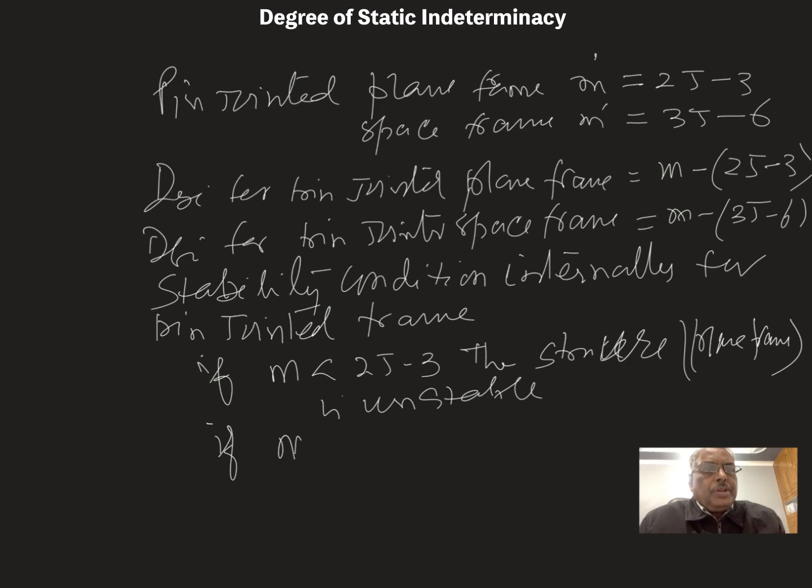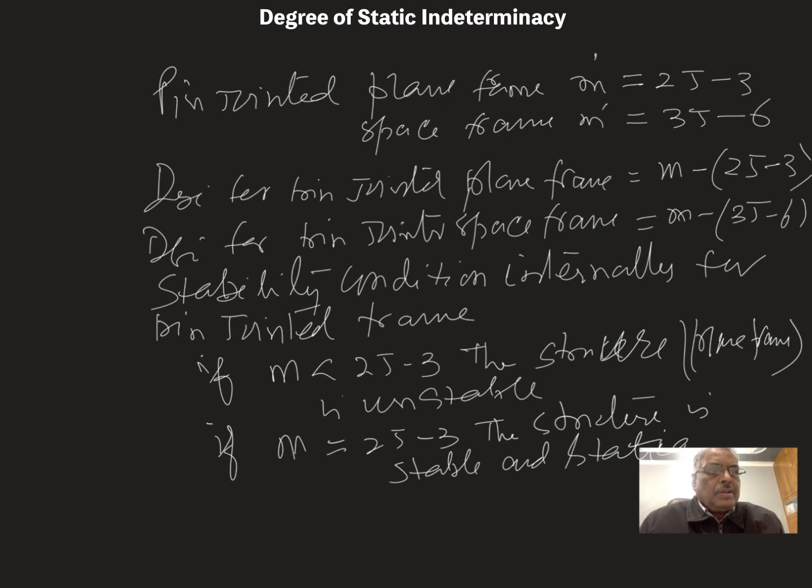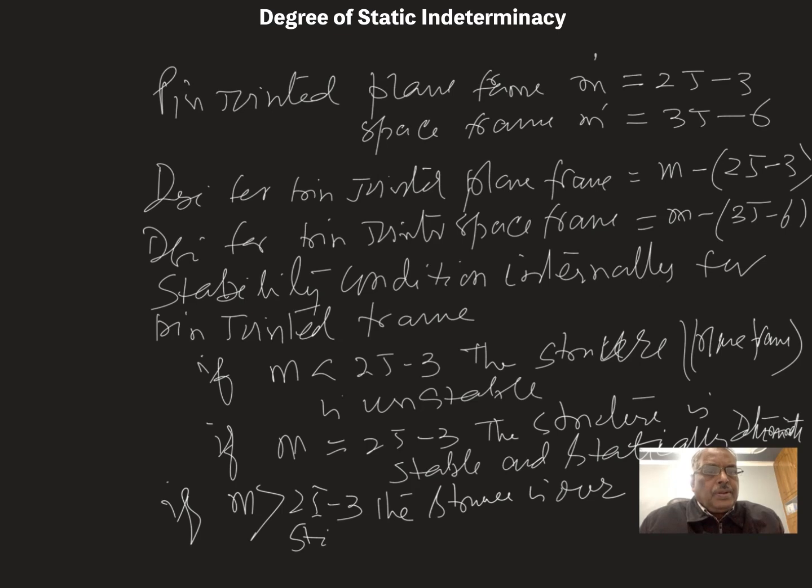Similarly, if M is equal to 2J minus 3, the structure is stable and statically determinate. If M is greater than 2J minus 3, the structure is over stiff and indeterminate.